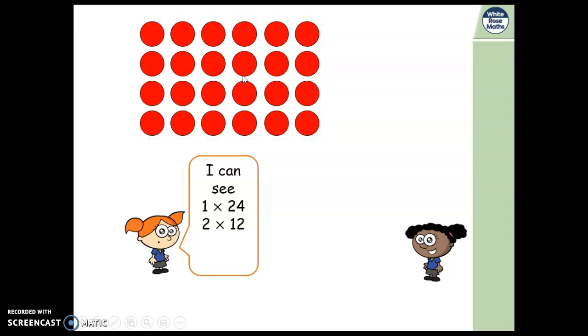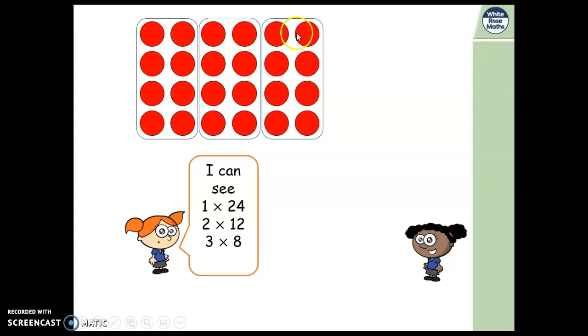2 times 12. Okay, so that's 2 groups of 12. Okay, 1, 2, 3, 4, 5, 6. Or you could skip count in 2s: 2, 4, 6, 8, 10, 12. So that's 1 group, that's another. 2 equal groups of 12. 3 groups of 8. So this would look like this.